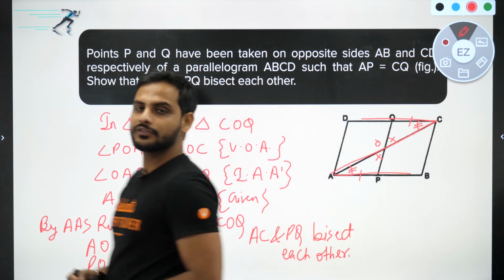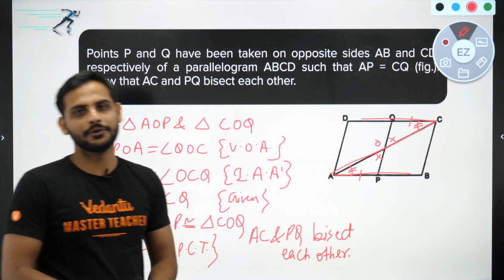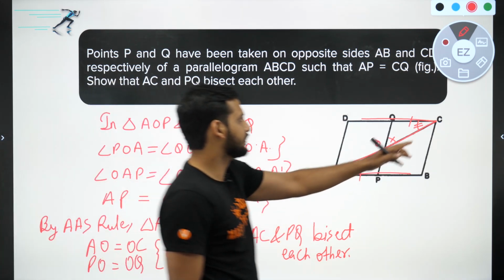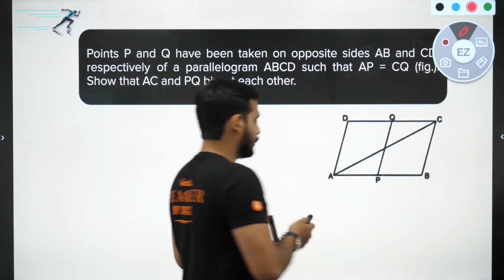Understood? So this is how this question can be solved. It was a simple congruence of two triangles that you have to prove, and you will get your answer. Okay, chalo, now let's move to the next question. So what is the next question?